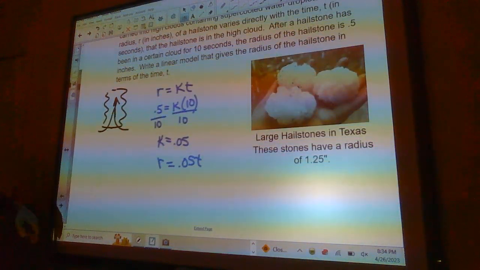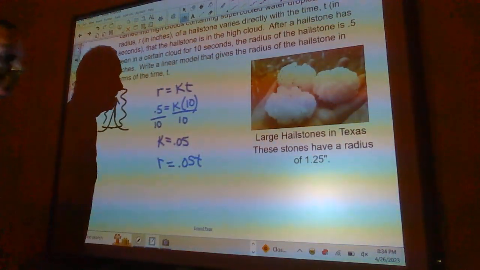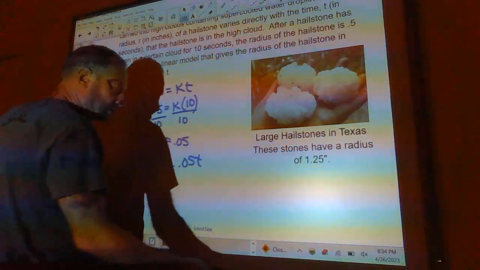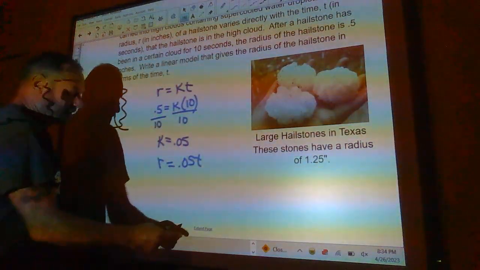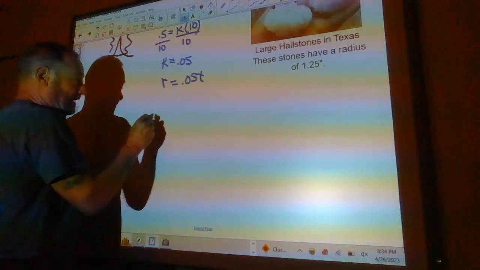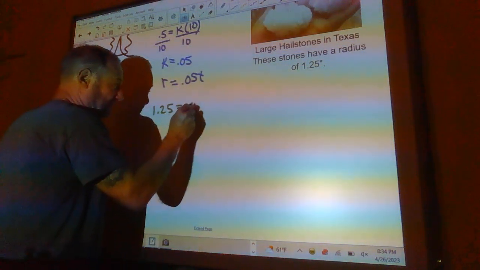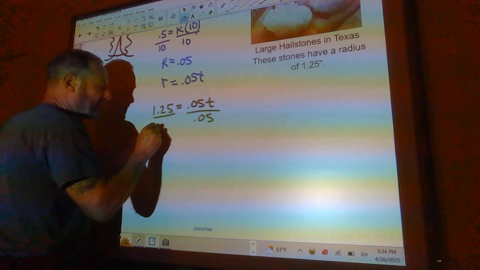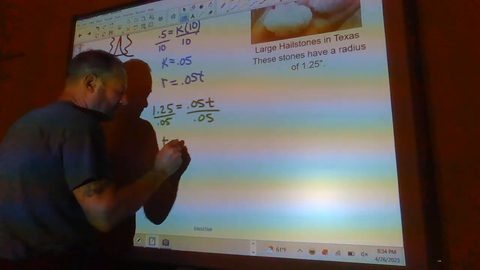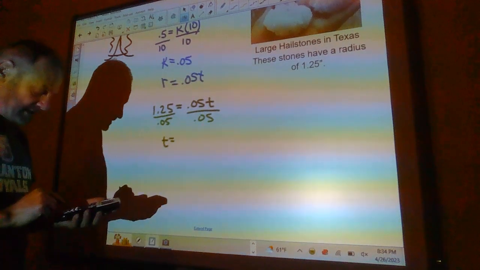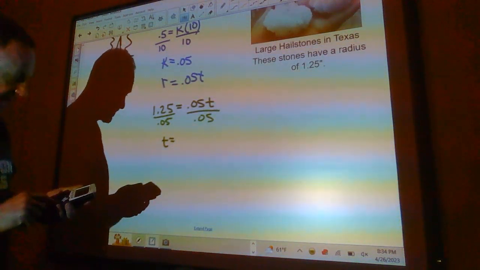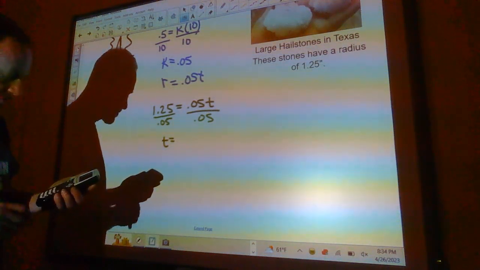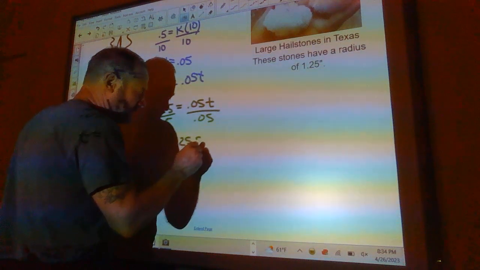If I look here, these are actual hailstones from Texas. They have a radius of about 1.25 inches. So the question is, how long would they be in the cloud? Well, we could use this formula to figure that out, because my radius would be 1.25. That would equal 0.05 times t. So I would divide both sides by 0.05. And I would get, oops, I'm going to need my handy-dandy TI-84 Plus C Silver Edition graphing calculator or a reasonable facsimile thereof. 1.25 divided by 0.05. 25 seconds.